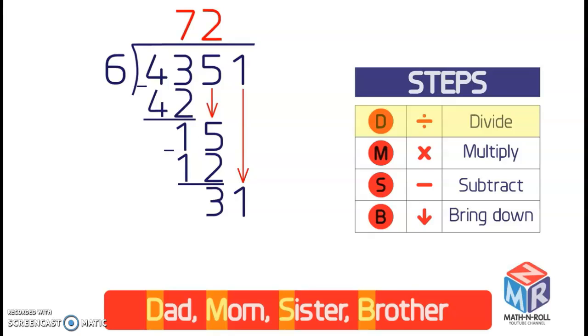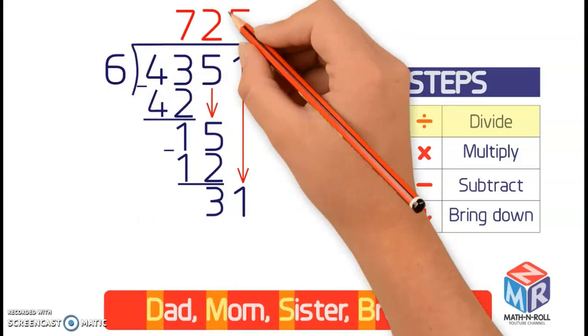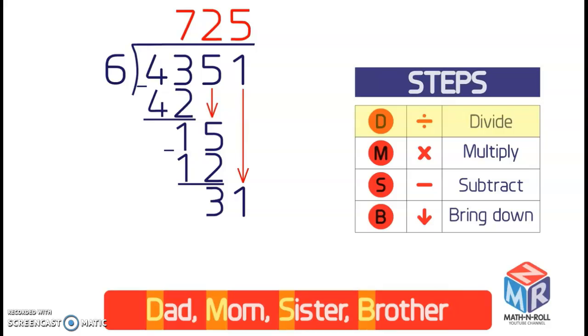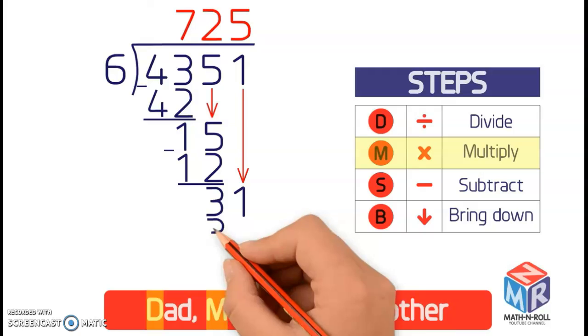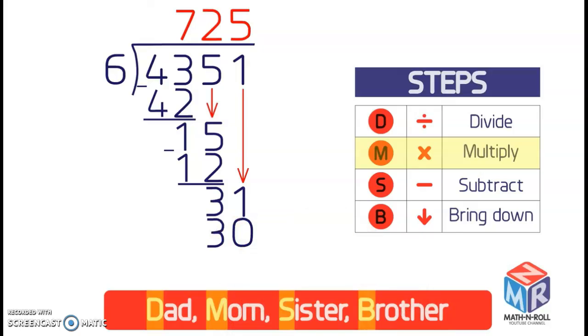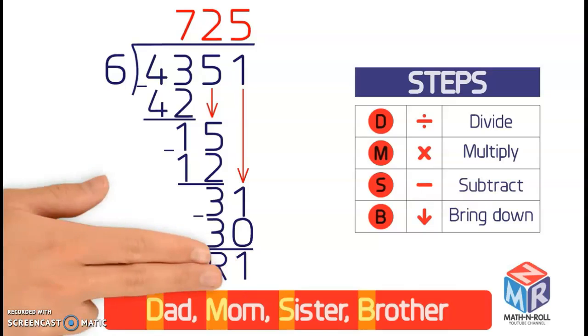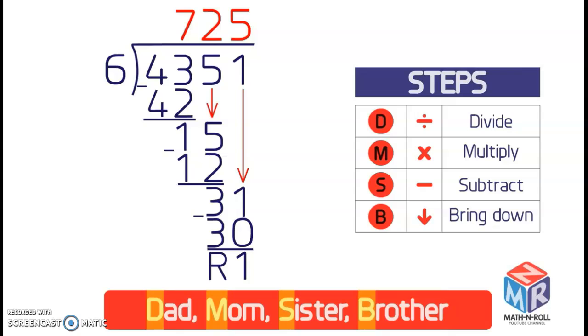That is, what's 31 divided by 6? The answer is 5, with the remainder. So write the 5 above the 1, and then multiply 6 by 5 to get 30. Write the product under 31. Now subtract 30 from 31 to get 1. You have no more numbers to bring down. 1 is the remainder. You are finished. The answer is 725 with the remainder of 1.